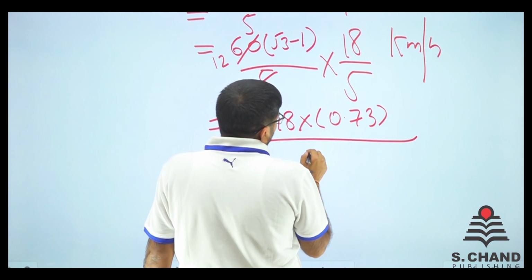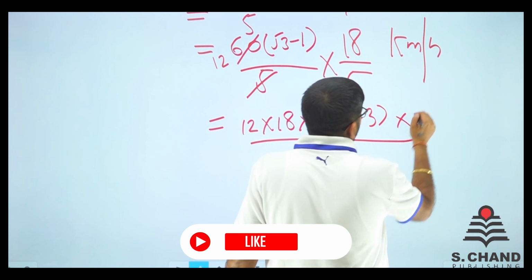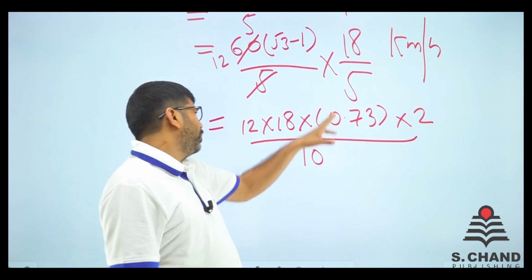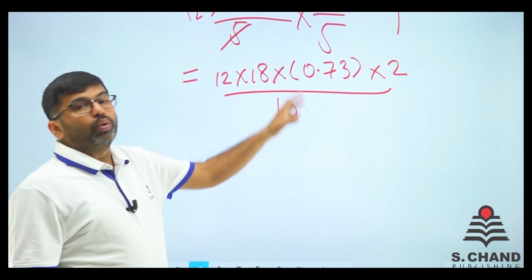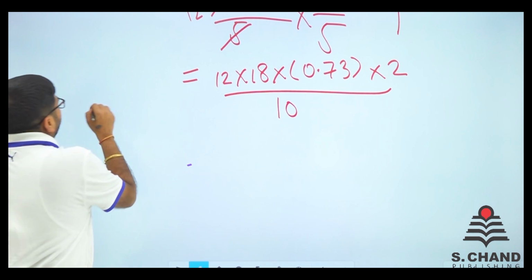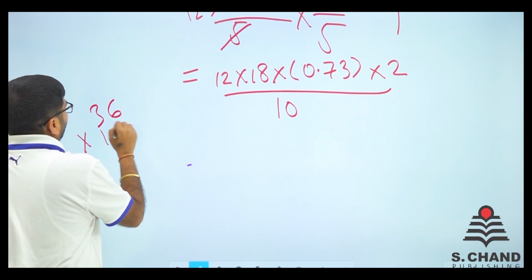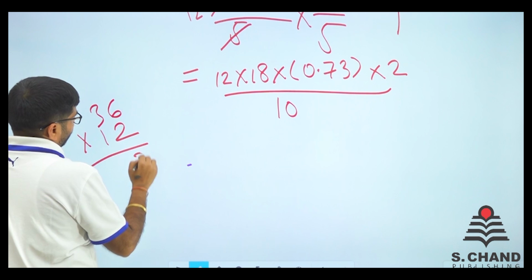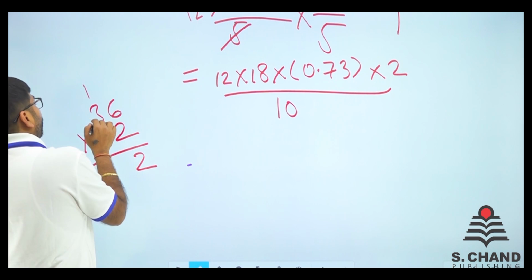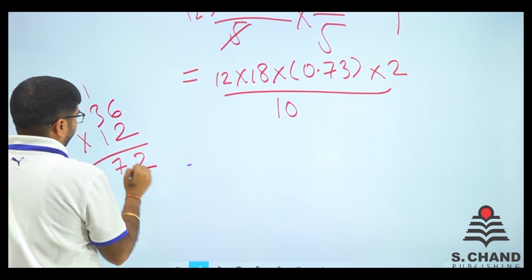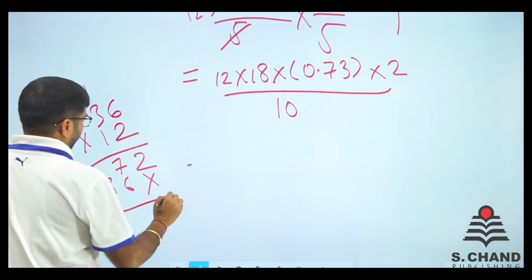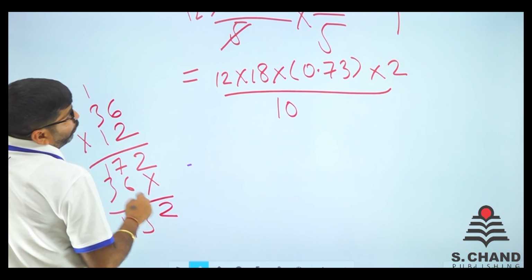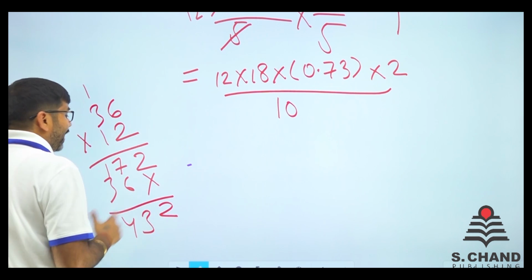Divide by 5. So divide by 5 is 10 into 2, so that it will be easy for the points, right? 18 into 2, that is 36. So when we multiply 36 into 12, we get 432. Now 432 into 73, that is the part.